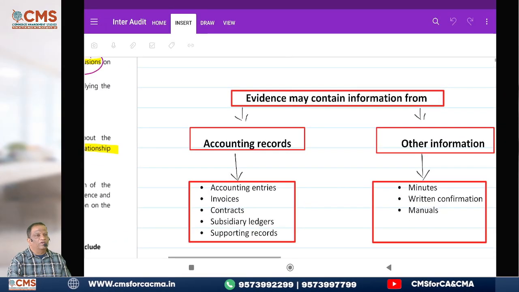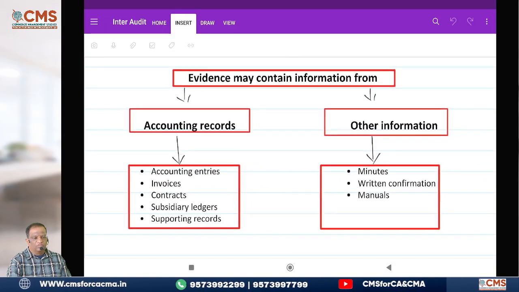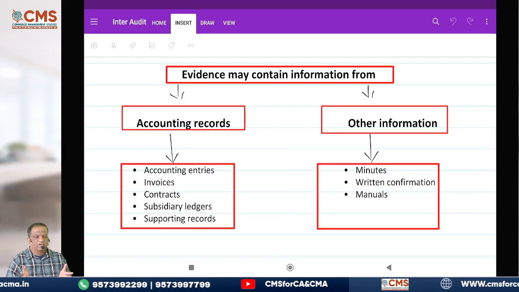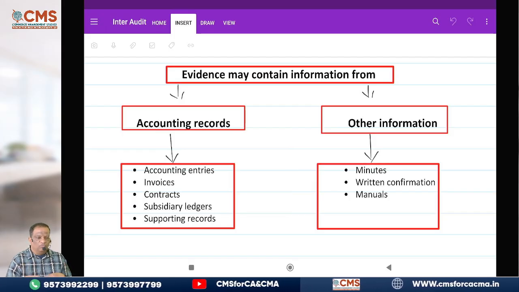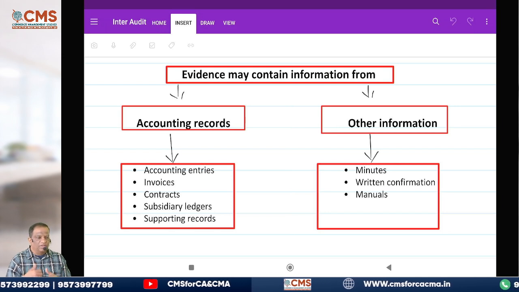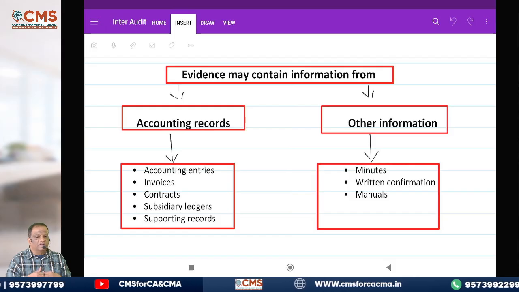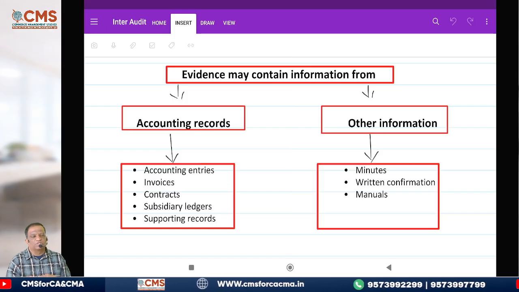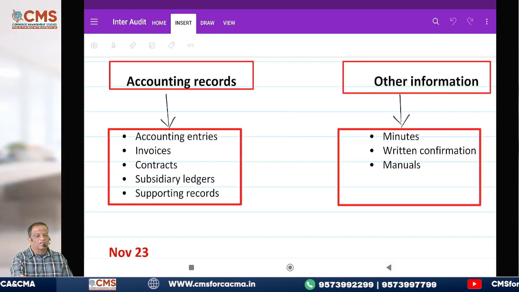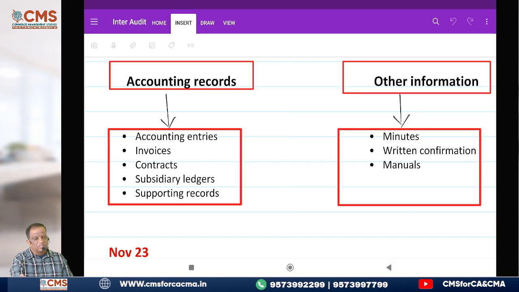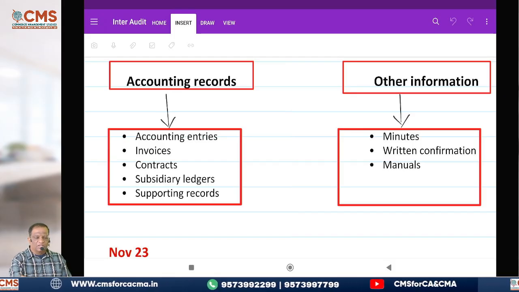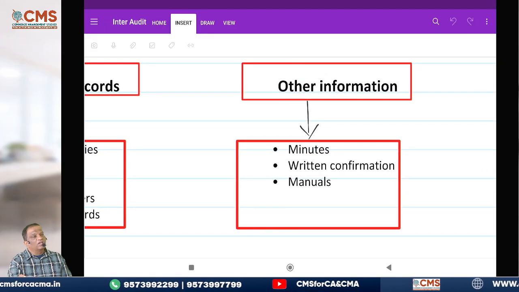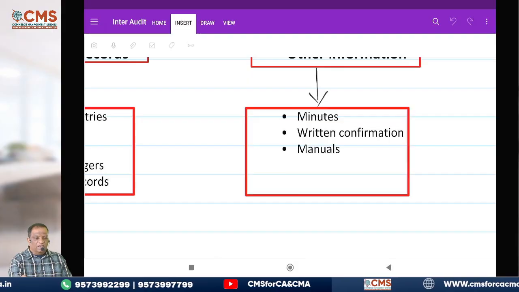Then an important topic, which he is asking, and I want you to be good with this also. It's coming for 5 marks. Whenever the auditor is gathering evidence, normally the background of that is, we are chartered accountants and we are financial people. So whatever we verify are basically financial records. So from that background, is it that all the evidence that the auditor gathers comes only from accounting records? That is why he says that no, certain evidence comes not only from accounting records but also from other information. Then examples. What will come from accounting records? Accounting entries, invoices, contracts, subsidiary ledgers, and supporting records and all that. You can take all that from the accounting records. You can write even more than that: debit notes, credit notes, whatever it is. But other information, other than accounting records, which is helpful for the auditor to obtain audit evidence: minutes, written confirmation, and manuals.